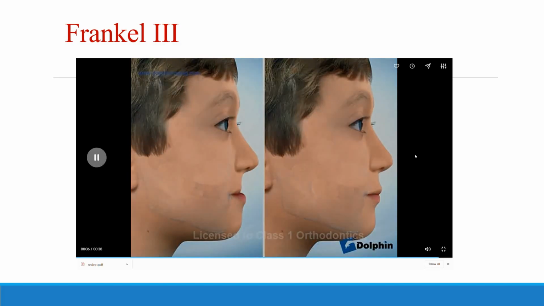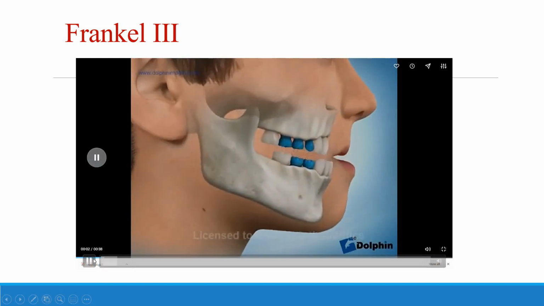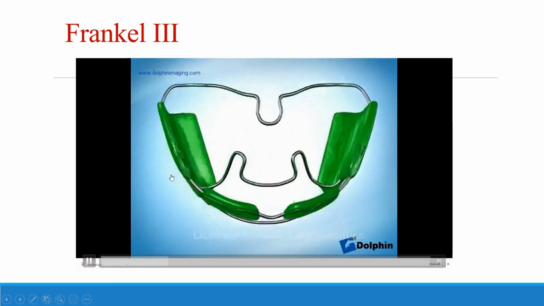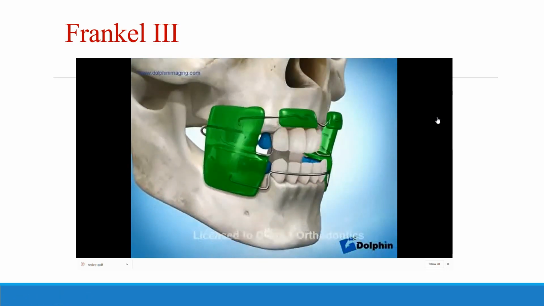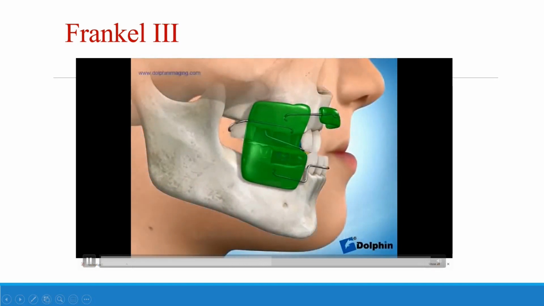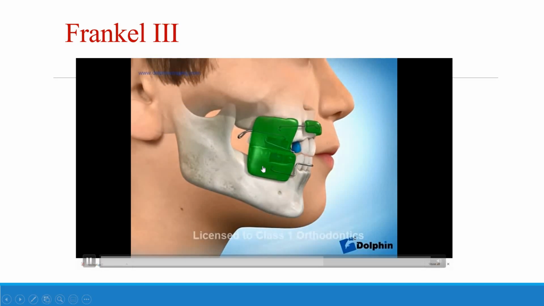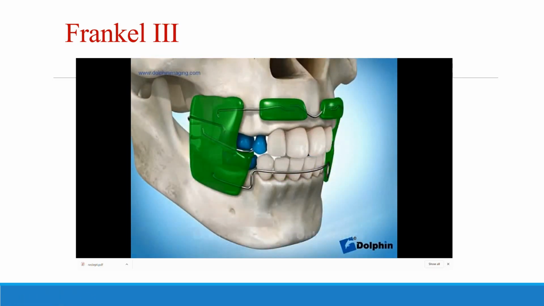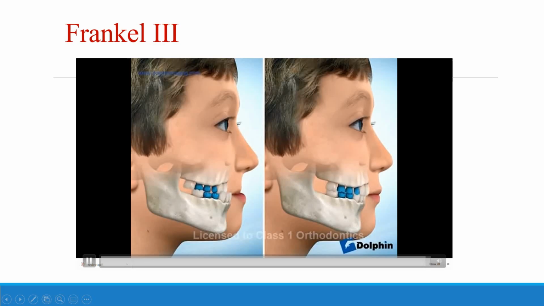The vestibular shields need to be positioned away from the alveolar process of the maxilla. Like here, it should be away from the maxillary process, but must fit closely the tissue of the mandible here. This results in stimulation of maxillary alveolar development and restriction of mandibular alveolar development.